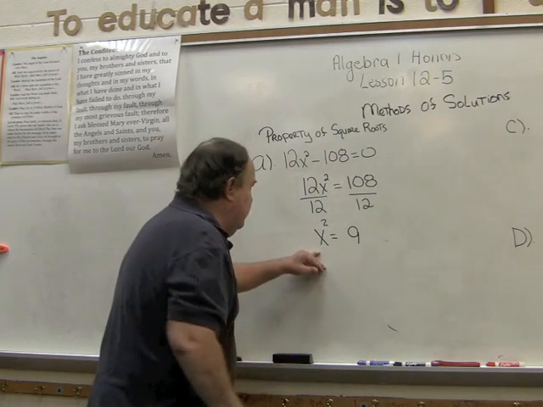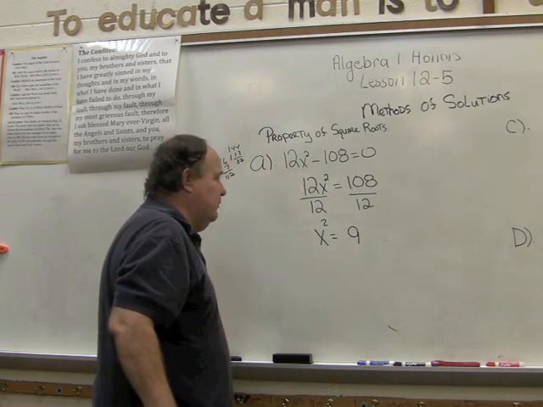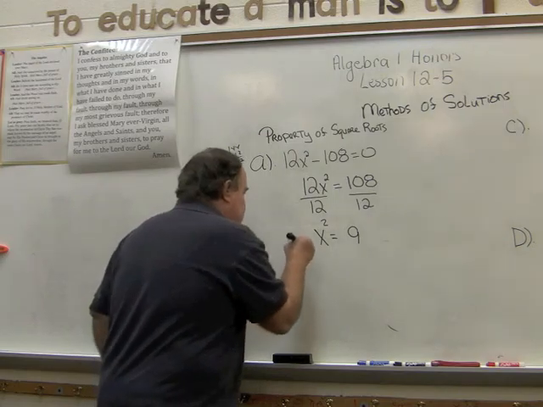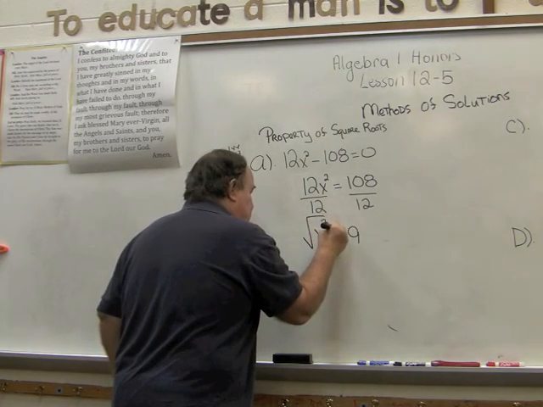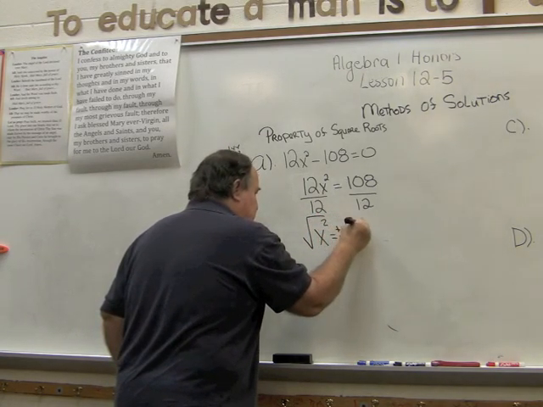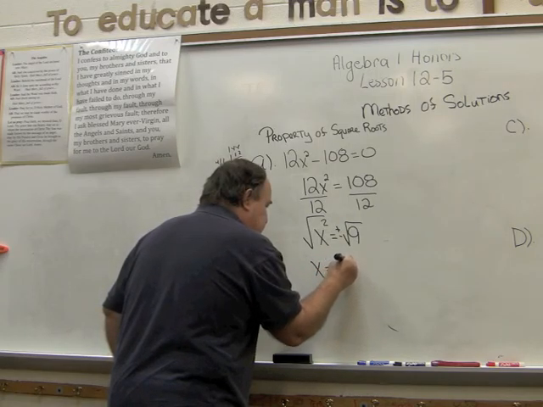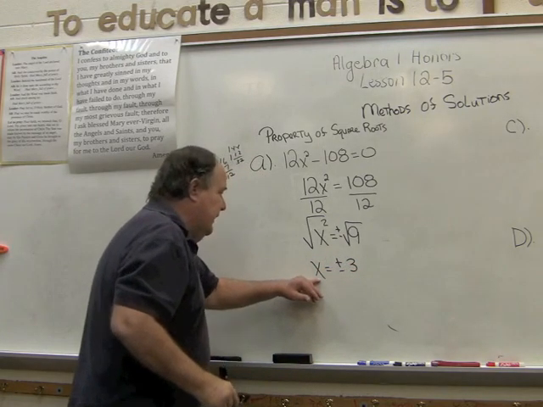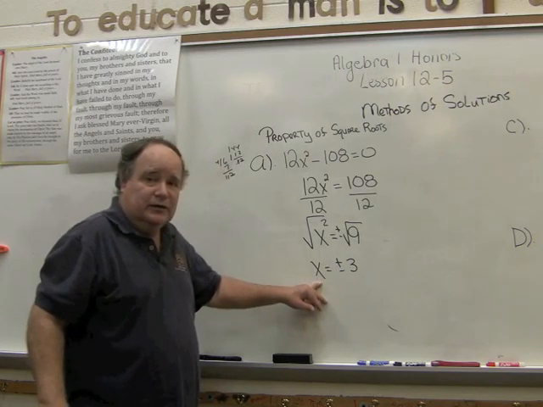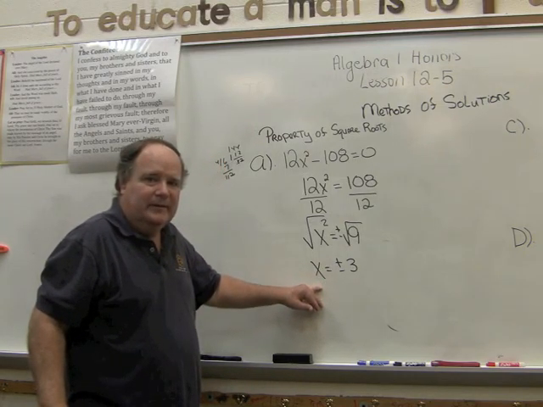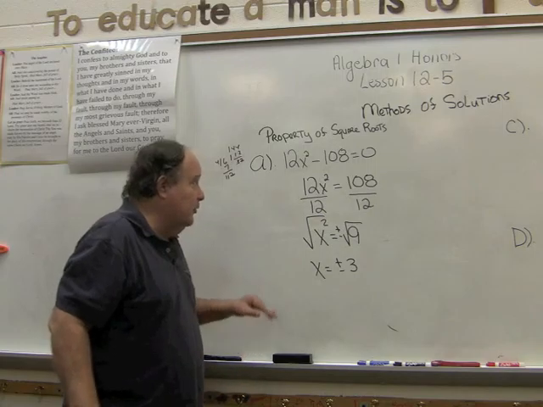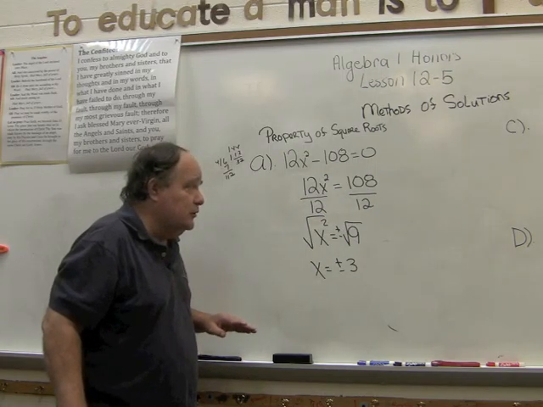Okay, now this looks very familiar to the property of square roots. All I have to do is take the square root of this guy, plus or minus the square root of this guy, and I get x equals plus or minus 3, and that's my answer. My x value will equal plus or minus 3. This is just another way of solving for our variables, and that's called the property of square roots.